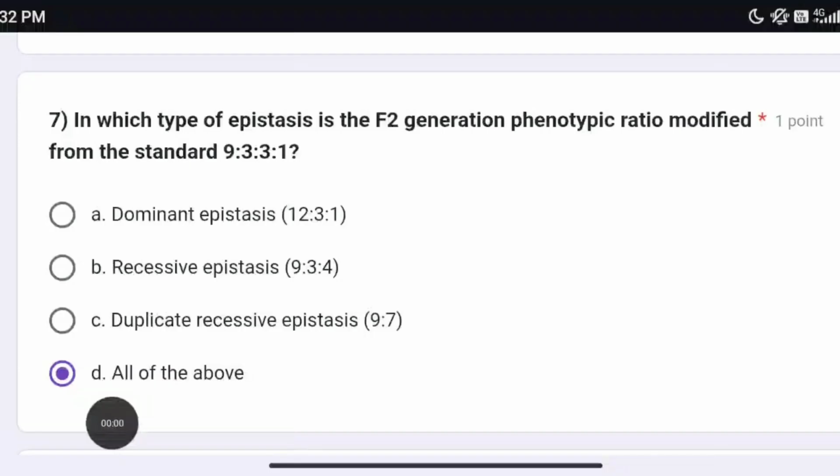Okay, the seventh question is, in which type of epistasis is the F2 generation phenotypic ratio modified from the standard 9:3:3:1? The options are dominant epistasis, recessive epistasis, duplicate recessive epistasis or all of the above. The answer is all of the above, D.